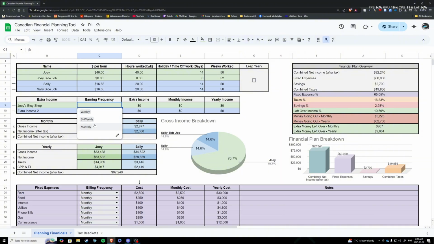So you can put in your earning frequency. You can either do weekly, bi-weekly, or monthly. So monthly, let's just say that we're making an extra $250 a month, so that's equal to $3,000 yearly.